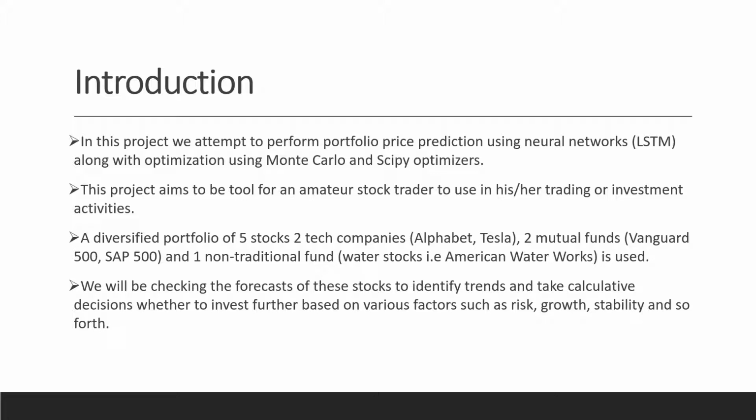For this project, I have used a diversified portfolio of 5 stocks. They include 2 tech companies such as Google and Tesla, 2 mutual fund companies such as Vanguard 500 and S&P 500, and a non-traditional stock, that is the water stock, American Waterworks.